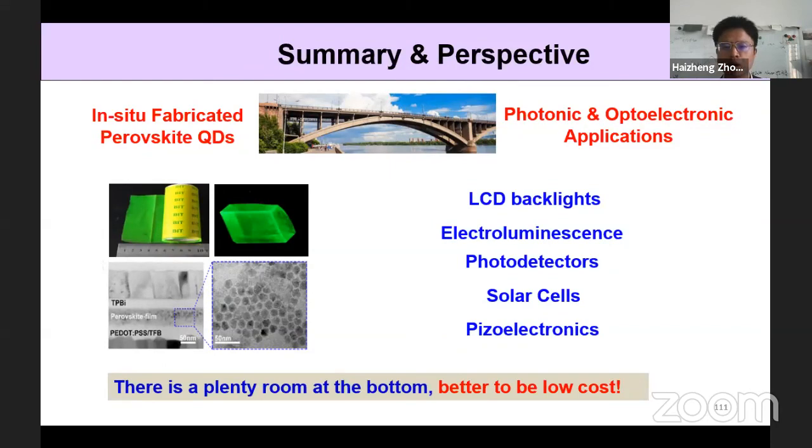And here I borrow one sentence from Feynman: there's plenty of room at the bottom, but better to be low cost.